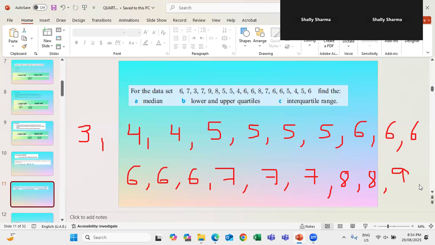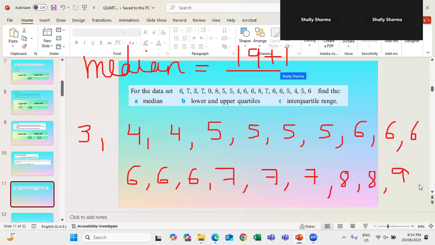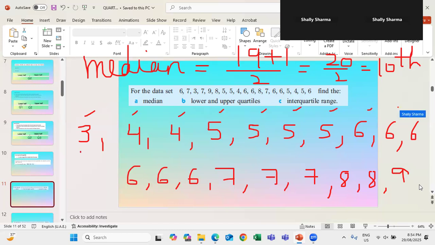Now, what is the median? The median depends upon how many total values there are. Because there are a total of 19 values, which value will be the median value? It will be 19 plus 1 divided by 2, that is 20 divided by 2, and that is 10. So the 10th value will be considered as the median. Count 1, 2, 3, 4, 5, 6, 7, 8, 9, 10. So this is the median. Now 6 is the median.